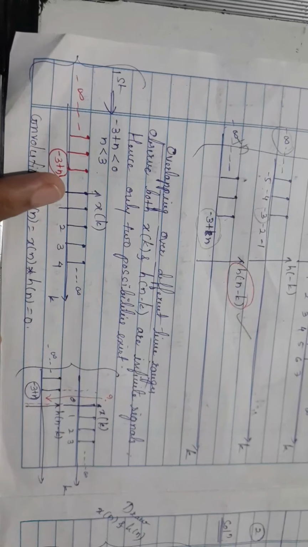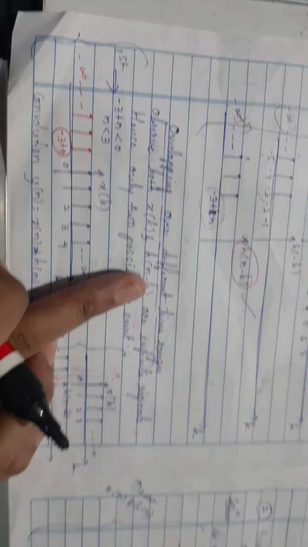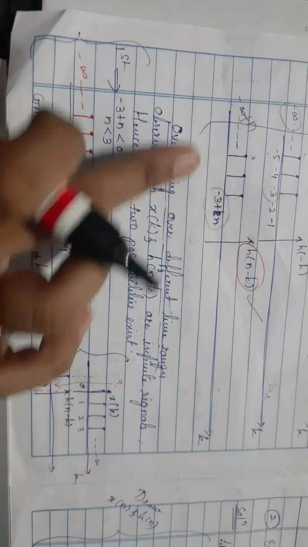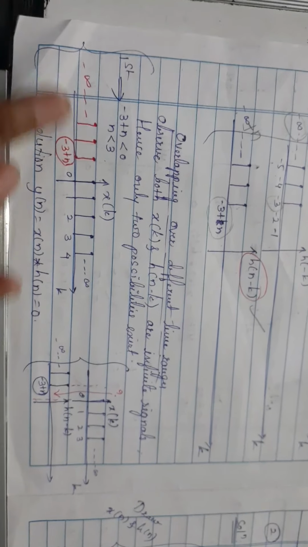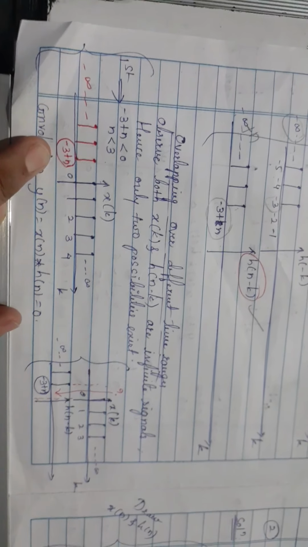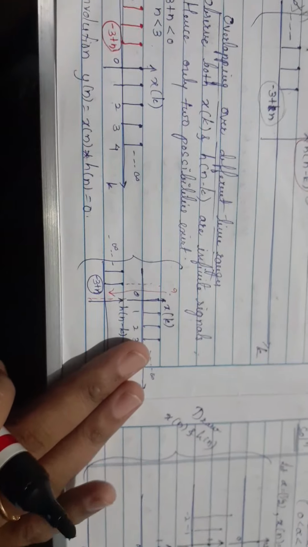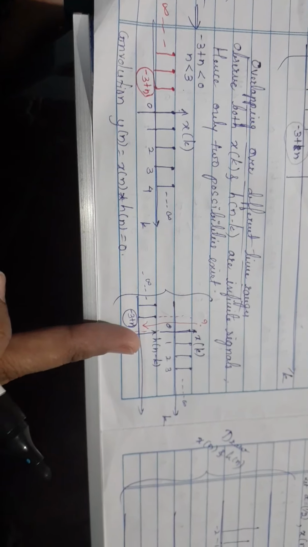So 0 is the first limit. The first possibility is when we keep the second signal h of n minus k before 0. You can see it in the red line. This red signal indicates h of n minus k. You can see it here on this side. I have drawn one below the other just to show you how the product exists. First signal is x of k, 0 to infinity, and the second signal I have kept somewhere before 0, which is minus infinity to -3 plus n.